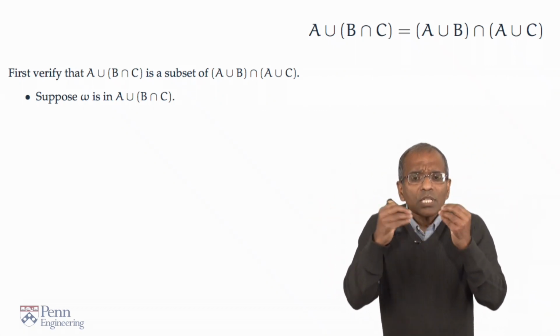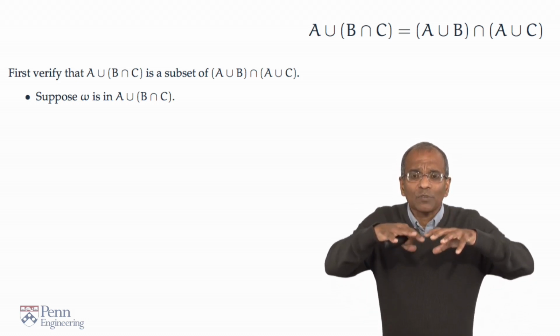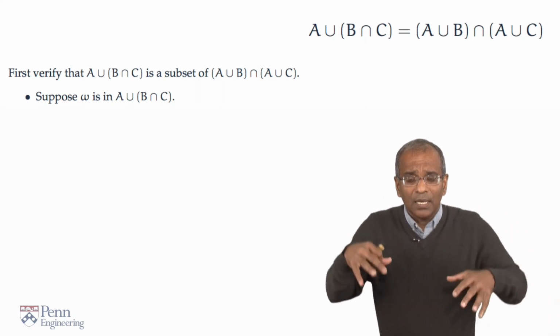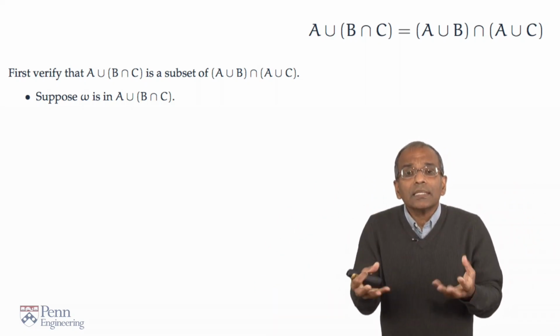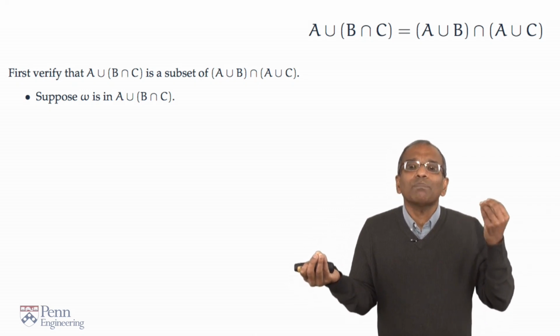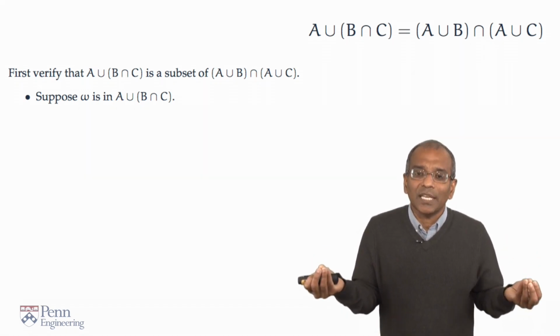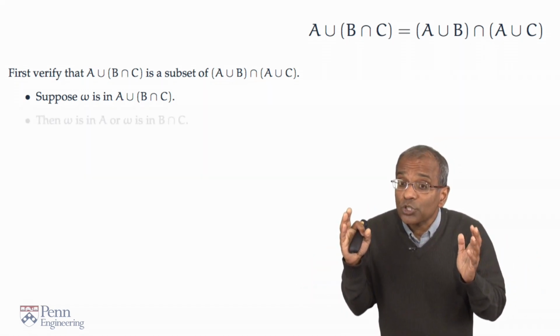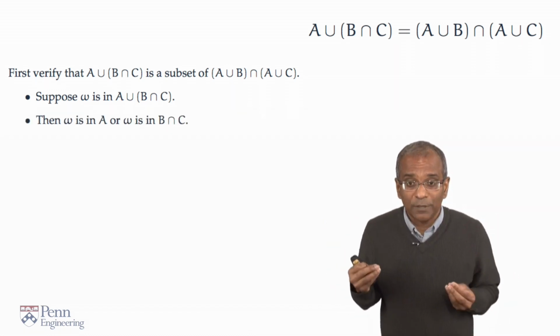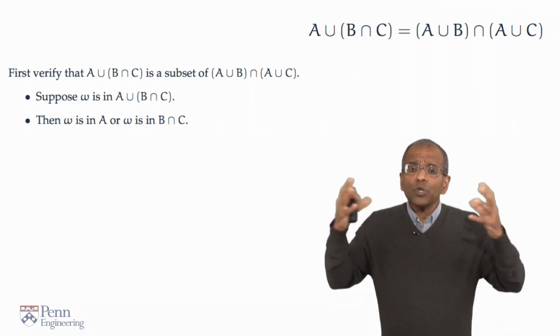C? Well, what does union mean? Union is a sort of inclusion, right? It sort of bloats things out. It makes things bigger. It means that omega must be in A, or it must be in B intersection C, or possibly, of course, in both. Remember, unions are not exclusive. All right, now we have two possibilities.